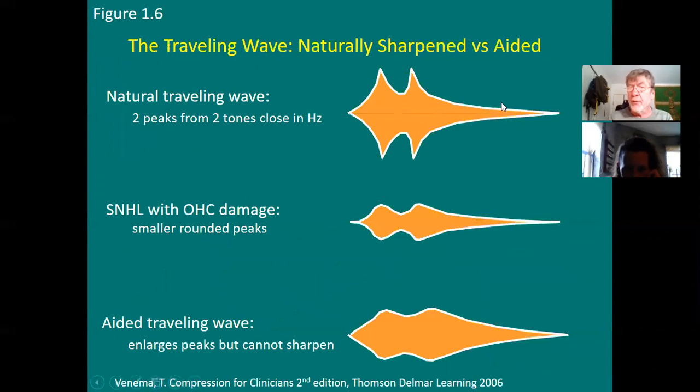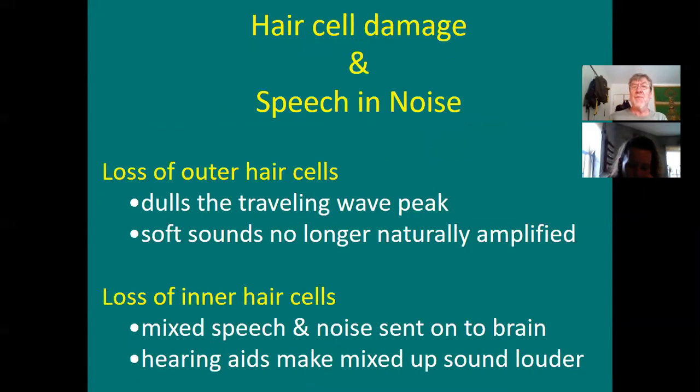And here's the summary slide. A healthy person with normal hair cells, the cochlea unrolled: two frequencies close together are easily distinguished. Outer hair cell loss, the middle: you've lost the sharpening and the amplitude. Put a hearing aid on that person, you've accomplished goal number one. You've made the traveling waves bigger again, but you can't bring that sharpening back. So that's why this person needs an increased signal-to-noise ratio to better separate speech from background noise. Loss of the outer hair cells, it says here, dulls the traveling wave peak. Soft sounds are no longer naturally amplified.